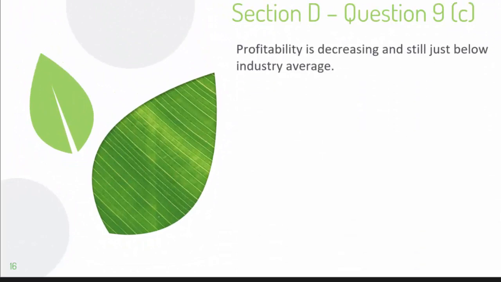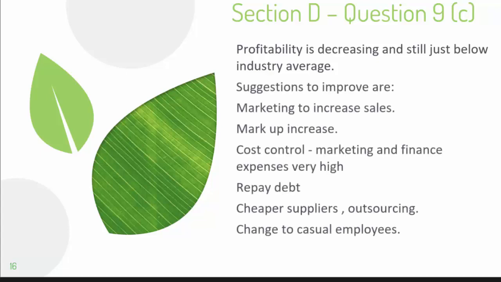The next question, 9c, is talking about profitability. For that you have to talk about the gross profit and net profit ratio. Both went down. The net profit went down by quite a bit, and again they are both below the industry average. So on the whole it seems that this business is not being operated that well. What can they do to improve profitability?